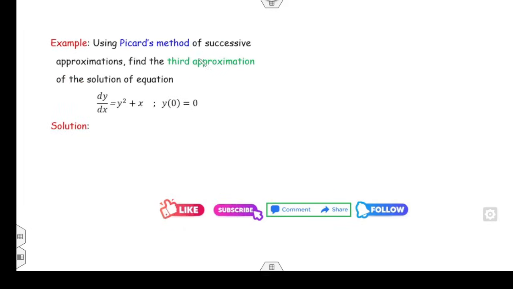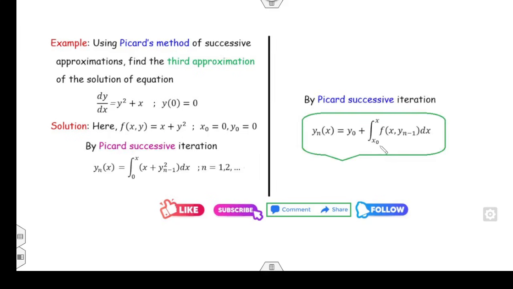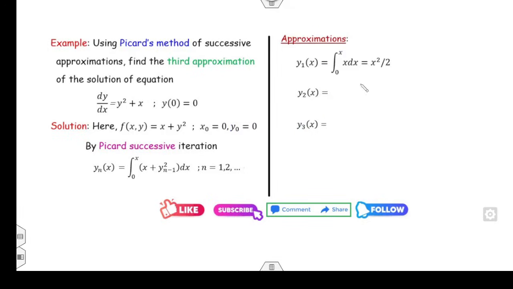Look at another one. Your target is to find the third approximation. Again, f is given to you, x naught and y naught given to you. And your target is to start with the approximations. So let's start with y1. What is y1? Because y naught is 0. So it's 0 plus the integration from 0 to x. What is y0? It is 0. So the first part is only x. That will go to x square divided by 2. Look at the second part, second approximation, x plus x square divided by 2. So what is the integration?